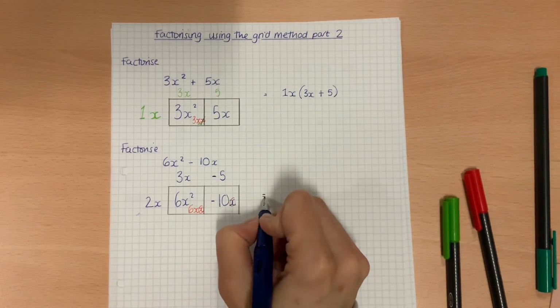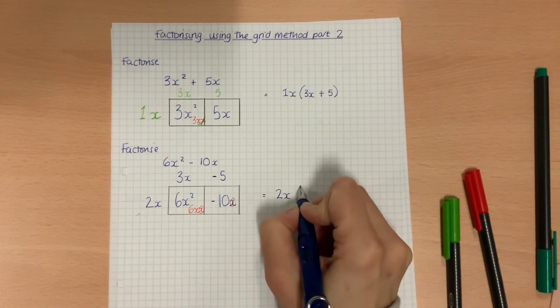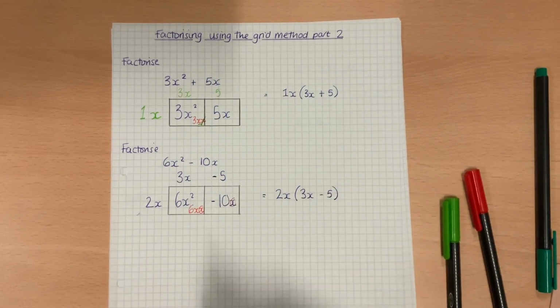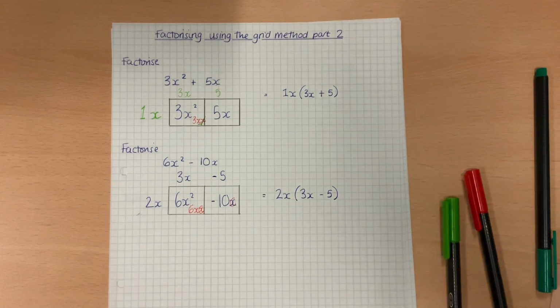So this time, my answer is 2x on the outside and 3x take away 5 on the inside of the brackets. Okay, so you have a go at the couple of questions that I've set you now.